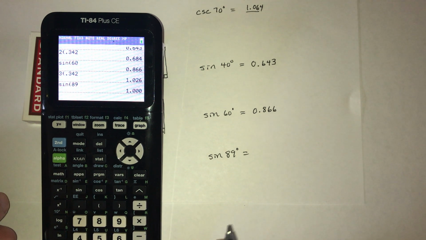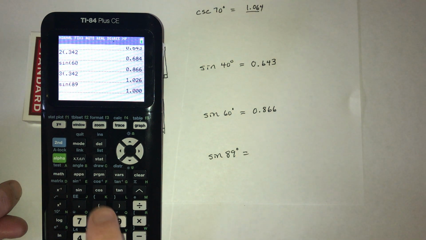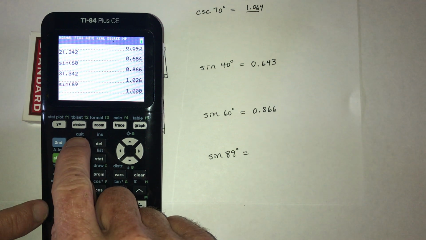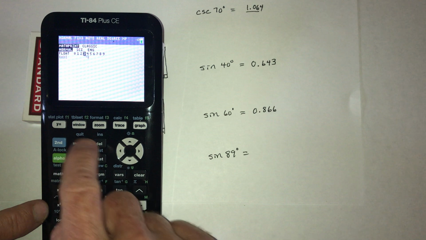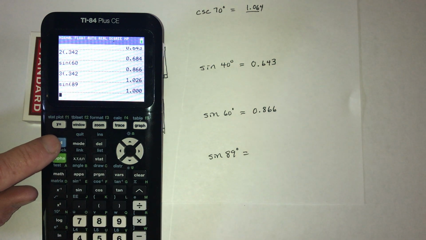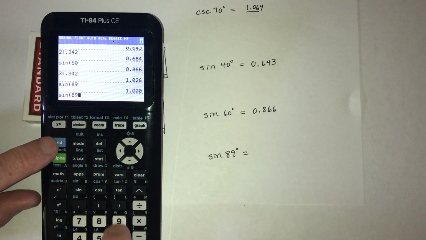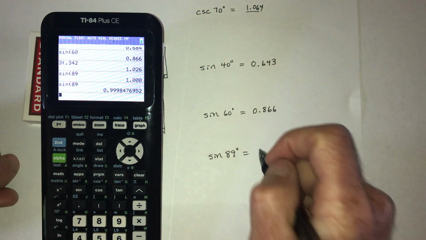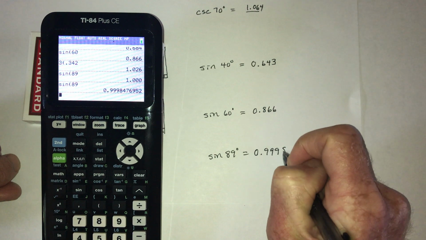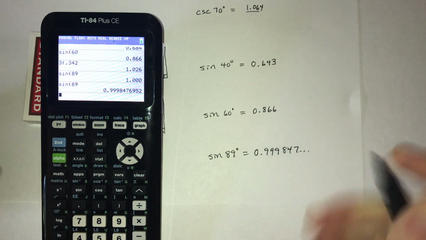Sine of 89 degrees equals 1. That sort of surprised me because I know that the answer is 0.9999. So the calculator is rounding too much. Let me change the mode, and I'll change this to float. What that means is the calculator will give as much accuracy as it can find. So then how much is sine of 89? It's actually 0.999847, etc.